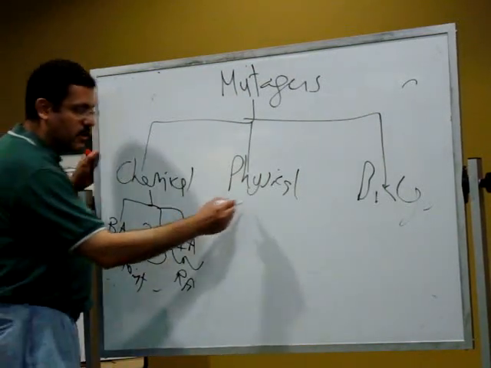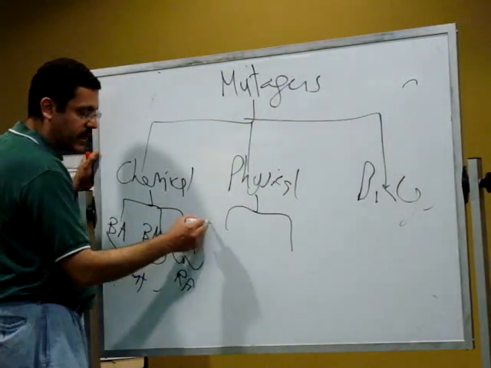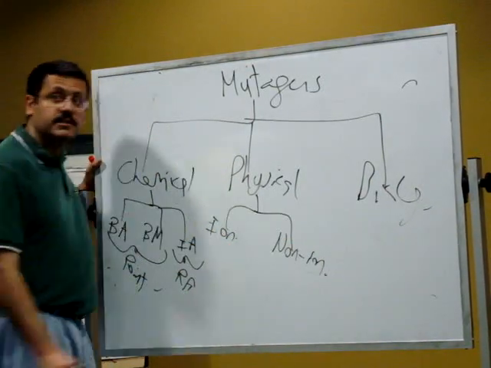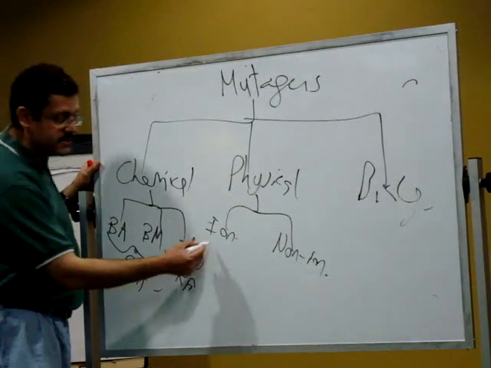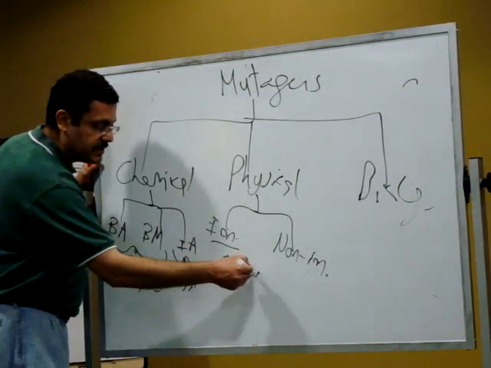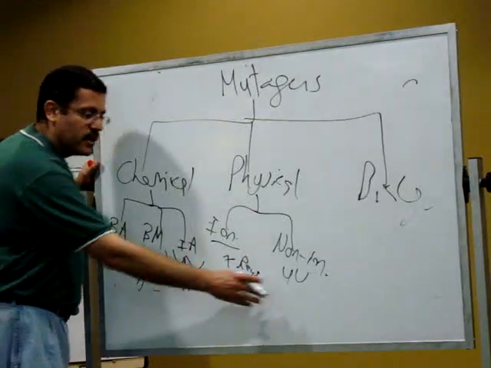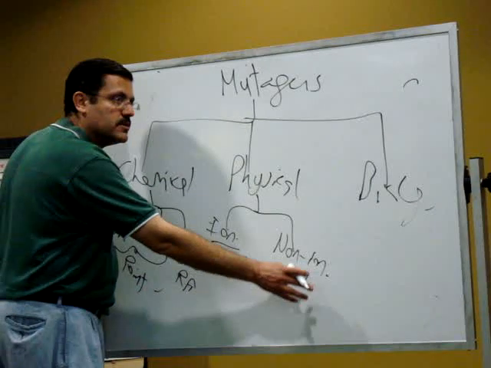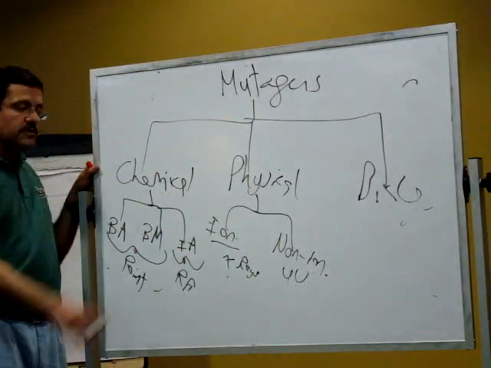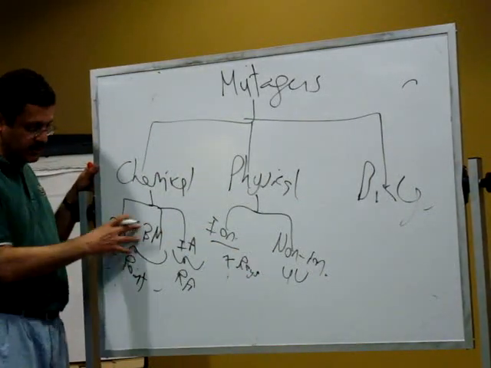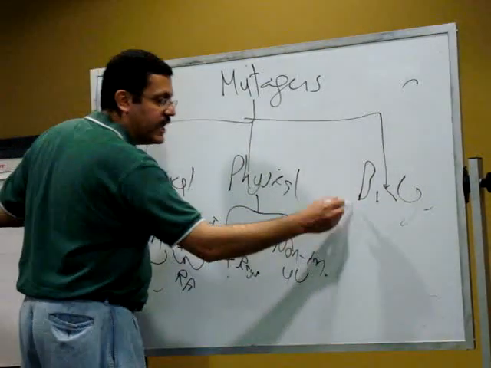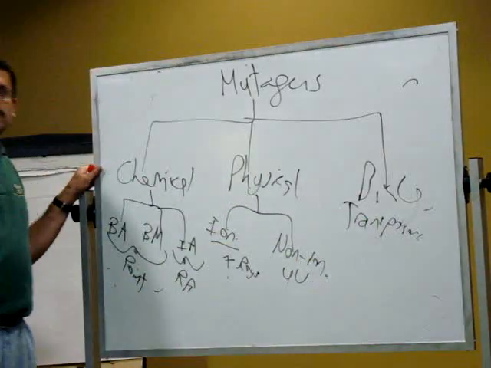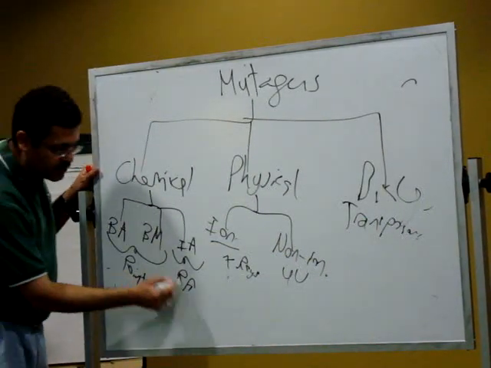Physical, we discussed two types. Ionizing and non-ionizing. What's the difference? Ionizing is X-rays. This is UV light. This is strong. This is weak. This causes breaks in the DNA. This causes what? Pyrimidine dimers. So that's 2 points right there between this and this. Biological agents, quickly, transposons, they cause frame shift mutations. So reading frame shift.